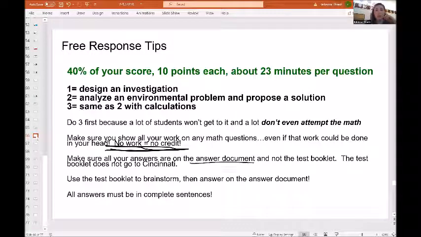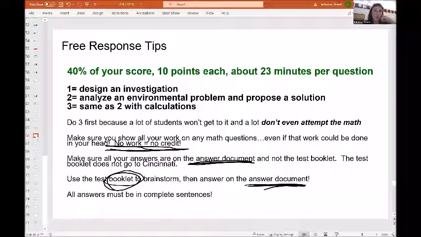Also, just make sure that you're using the answer document. Anything that's in your test booklet, we don't get. Those books don't go to the reading. Use that booklet to brainstorm, but then answer on your document, and try to answer in complete sentences. Really the only time a one-word answer works is if it's an identify. So if it says, identify the species that is going extinct, and you say bald eagle, that would work.